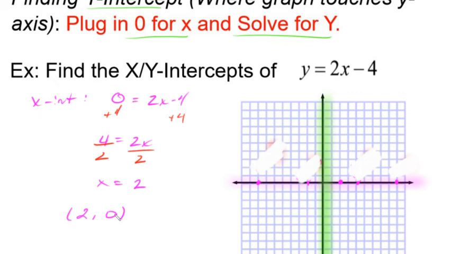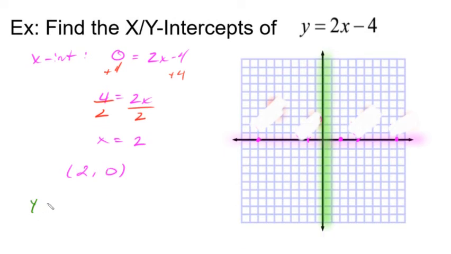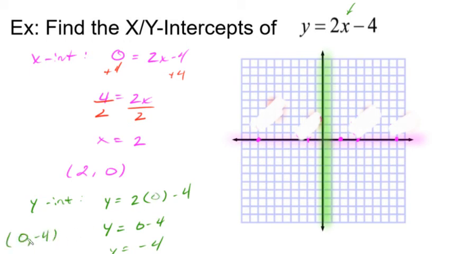Let's find y-intercepts next. For our y-intercept, you want to plug in 0 for x and solve for y. So I'm going to plug in 0 for this x right here. So we've got y is equal to 2 times 0 minus 4. Wow, so easy. y equals 0 minus 4. y equals -4. And so our ordered pair is 0, because that's what we plugged in for x, comma, -4. And that is down here.